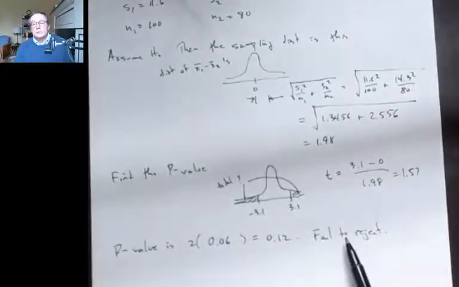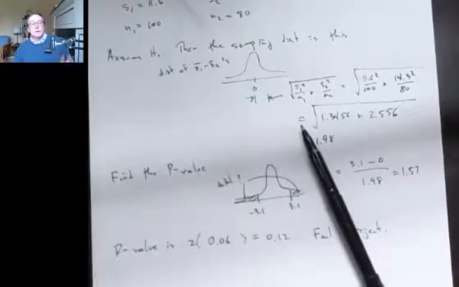Okay, very good. So because that was bigger than the alpha value, we failed to reject. Okay, very good. Very good.